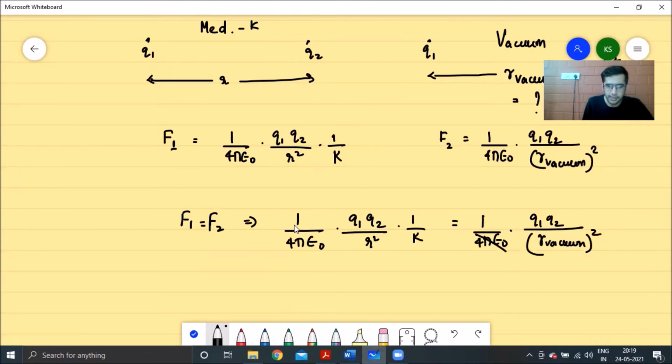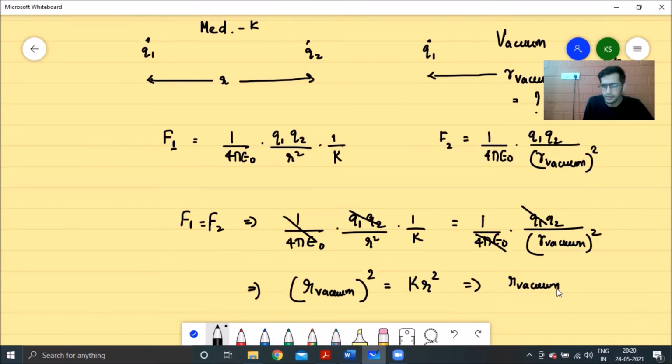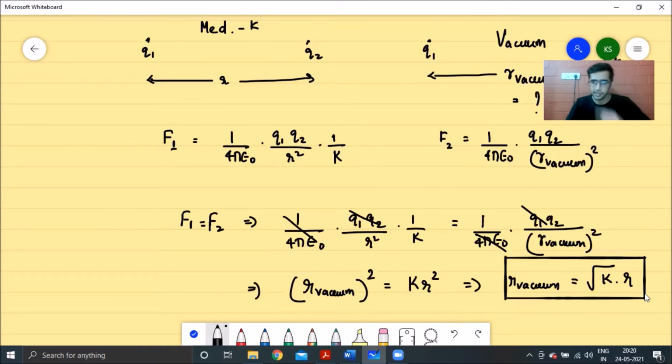So 1 by 4 pi epsilon naught gets cancelled, Q1 Q2 gets cancelled. So essentially we get the relation that R vacuum whole square is equal to K into R square. Or we can now rewrite this relation as R vacuum is equal to under root of K into R. Right? And this is the logic which we'll be applying to solve the question discussed earlier.